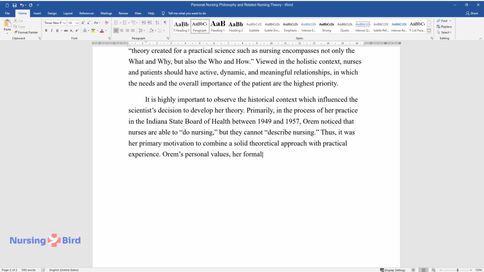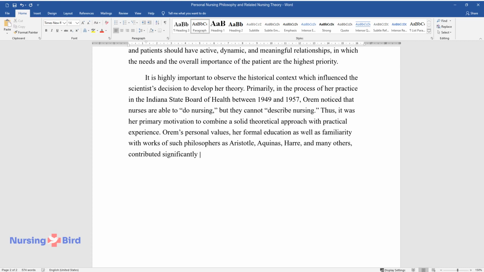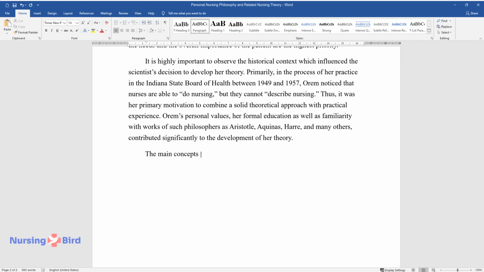Orem's personal values, her formal education as well as familiarity with works of such philosophers as Aristotle, Aquinas, Hare, and many others, contributed significantly to the development of her theory. The main concepts of the theory include 6 elements.